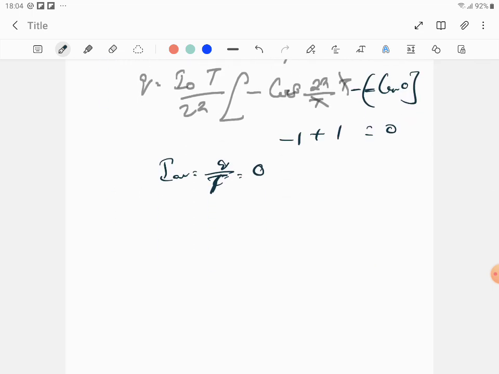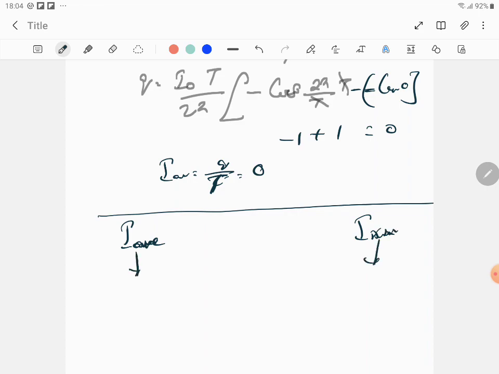The next is I'll teach you the derivation for mean or average value, I average. It's called I ave, ave means average. It's also known as mean value. Mean value of current or average value of current. And there is something called RMS value of current, root mean square value. What is the meaning of this RMS value and this mean value?